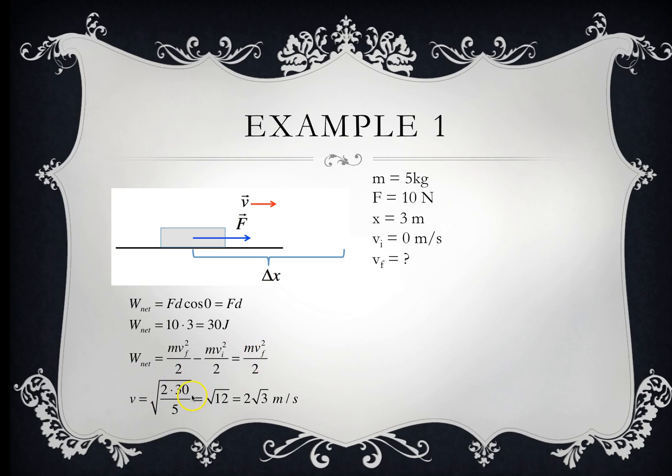So under the radical, I end up with 2 times 30, which was the work, over 5. And that gives me the square root of 12, because 30 over 5 is 6, 2 times 6 is 12. Or I can rearrange it as 4 times 3, the square root of 4 is 2, and then I can write it as 2 times the square root of 3. If you plug it into the calculator, it's fine as well.